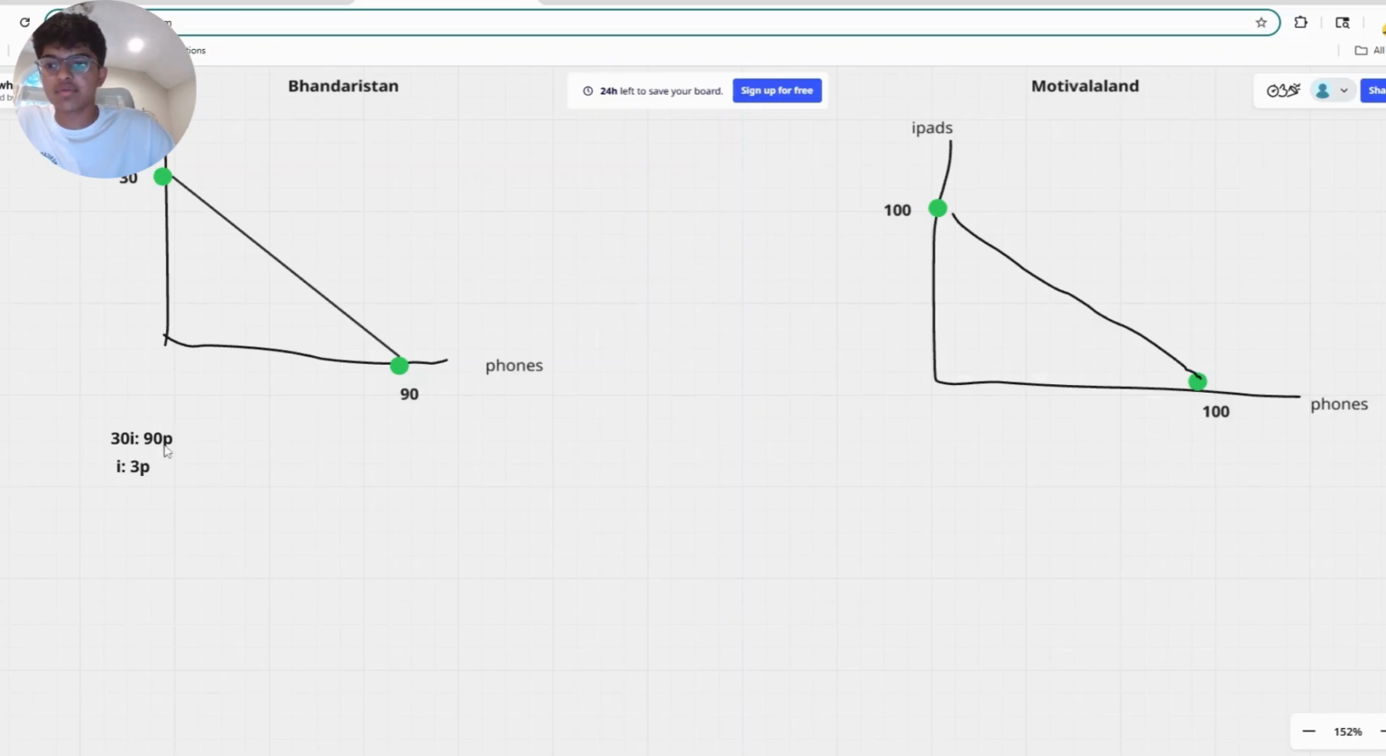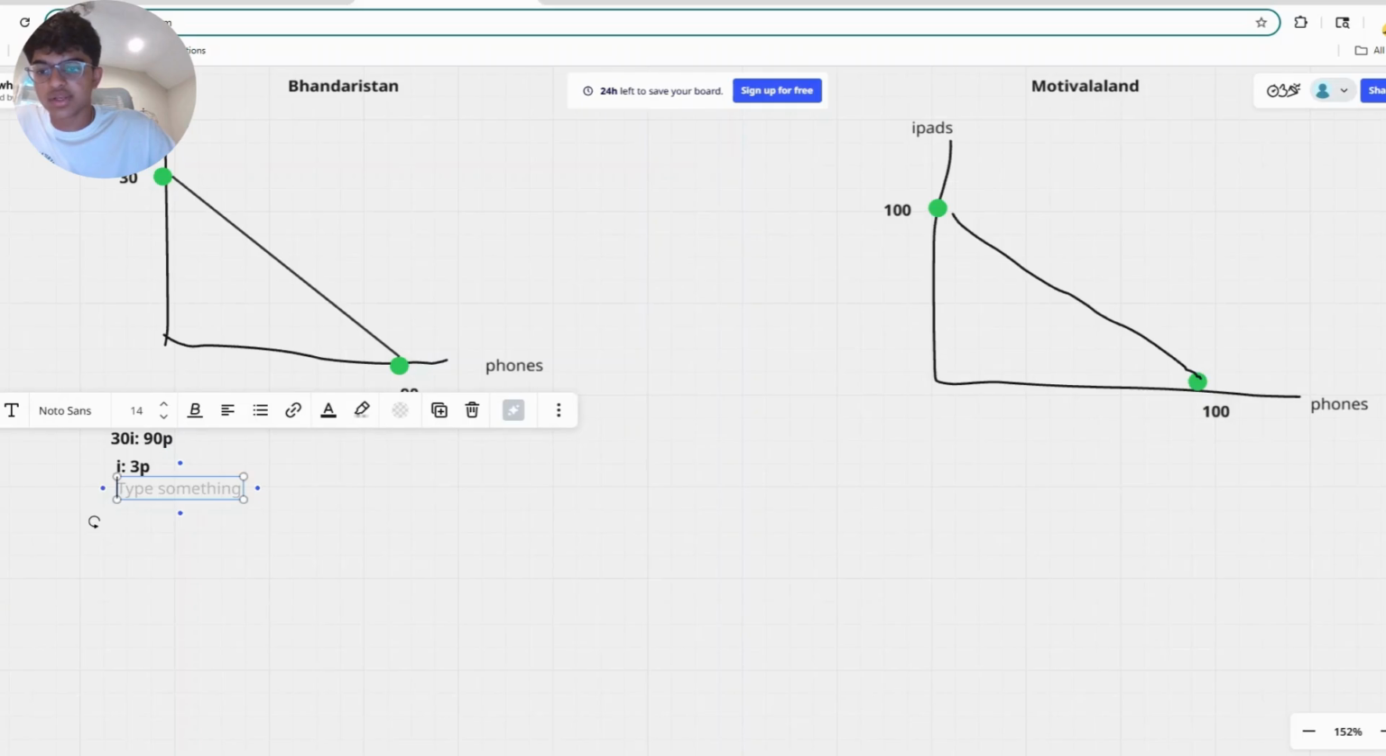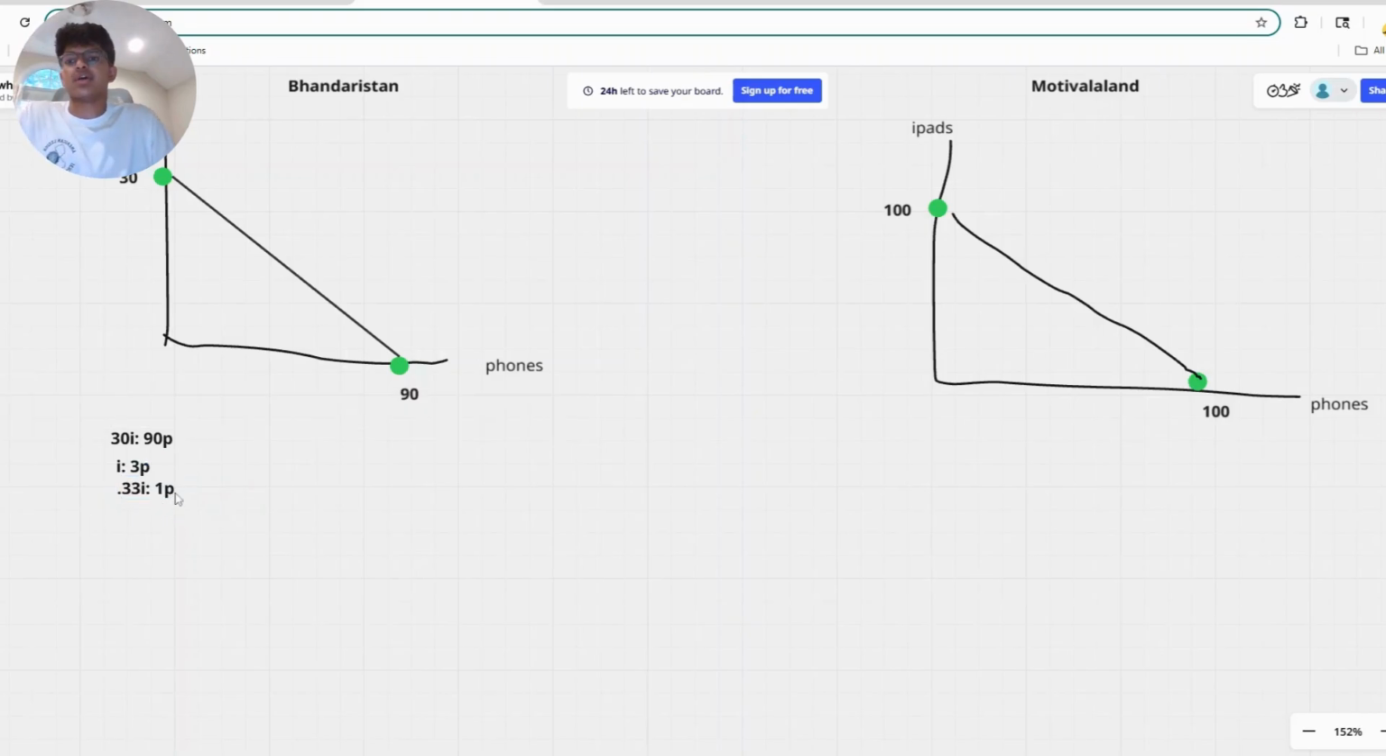Now, let's figure out the opportunity cost of a phone in Bandaristan. Again, you want to get the phone to one, so you're going to divide by 90. So you're going to get 0.33 iPads to one phone. So the opportunity cost of one phone is 1/3 of an iPad. That's Bandaristan. Let's go to Motibalaland.